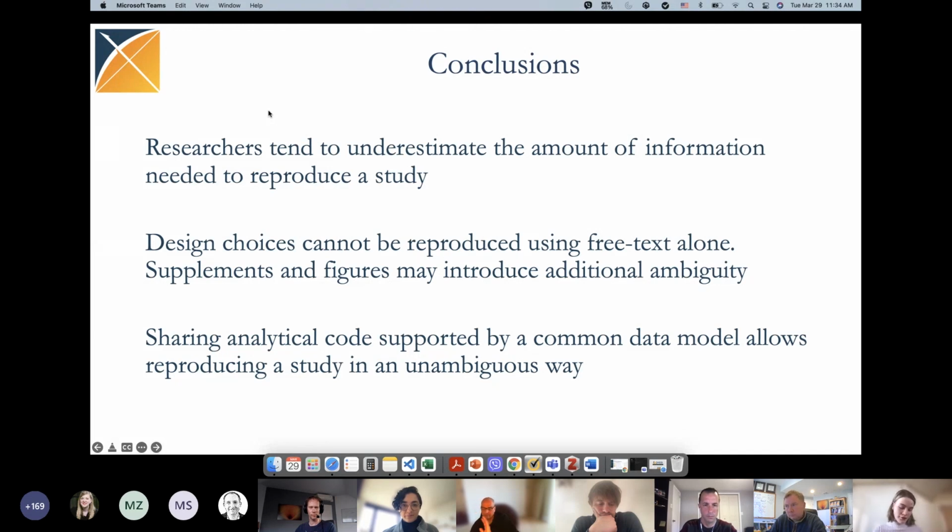So given that we have a common data model, we have the open source tools, and we have the common environment, in OHDSI we can really share code and we can try to enhance the reproducibility of our work by providing this code that will allow us to represent the study in an unambiguous way.